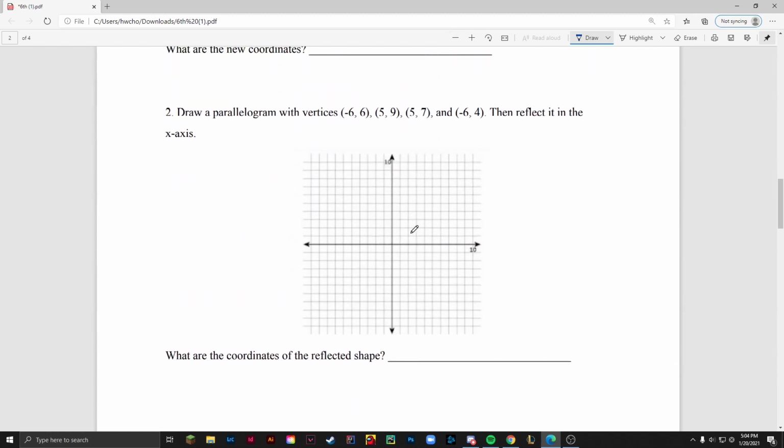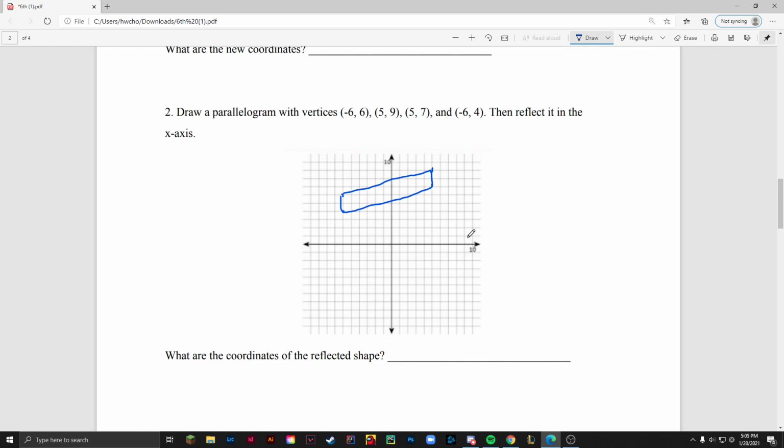Alright, draw a parallelogram with vertices -6, 6, then 5, 9, then 5, 7, and -6, 4. Alright, so it's going to be connected like this, like this, like this, and like this. That'll be our parallelogram. And what we have to do is reflect it along the x-axis.